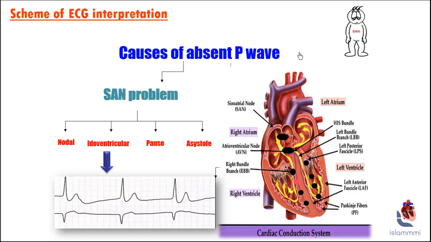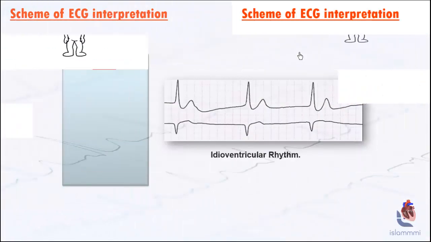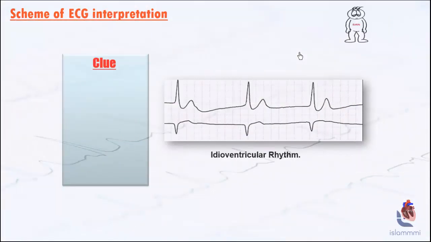We have bradycardia, and we have wide QRS, and no P wave. Why no P wave? Because the pacemaker is here. It doesn't reach the atrium. So the pacemaker now is in the ventricle, so we call it idioventricular rhythm or ventricular rhythm. So what is the clue? Quick diagnosis. First of all, no P wave. Second, wide QRS. Third, it should be regular. And fourth, bradycardia. If you find something like that, this is idioventricular rhythm.